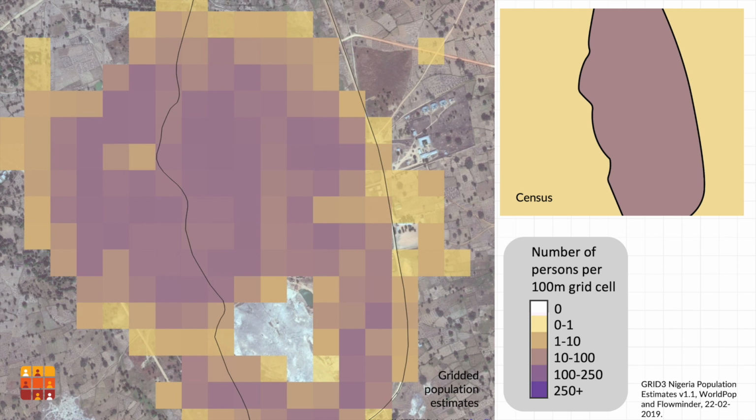And when you compare it with the official figures at the local government area level that you can see on the right-hand side of the slide, you can see directly how it's more interesting to have a finer resolution, because with the census data, you will have just a number for the whole area, whereas with the gridded population dataset, you have the variation in density.